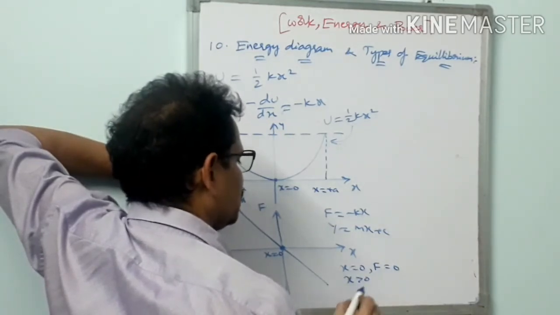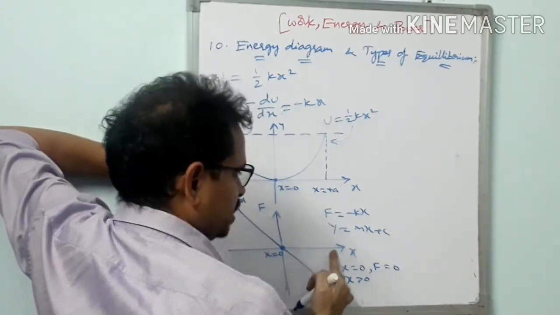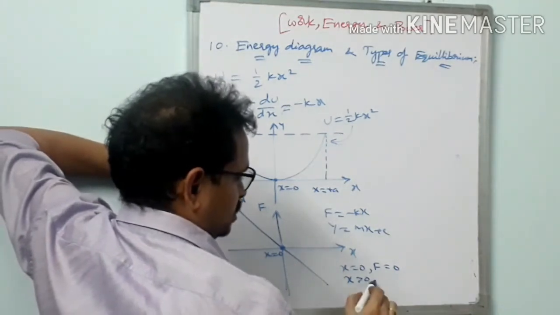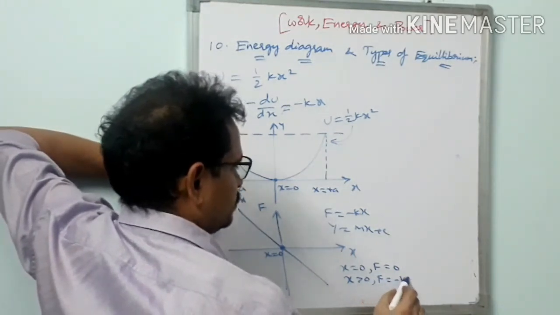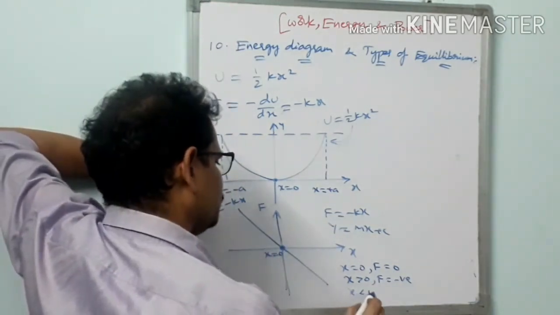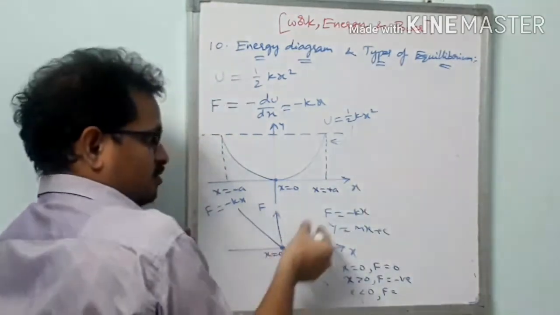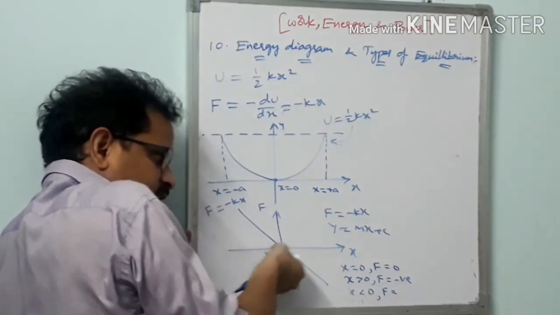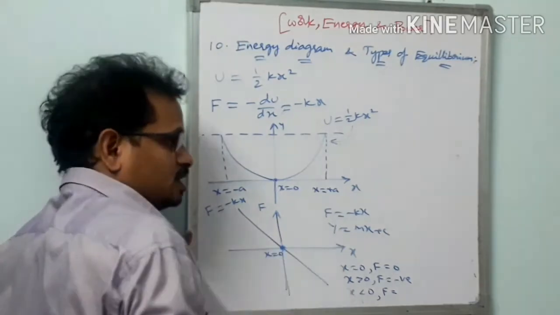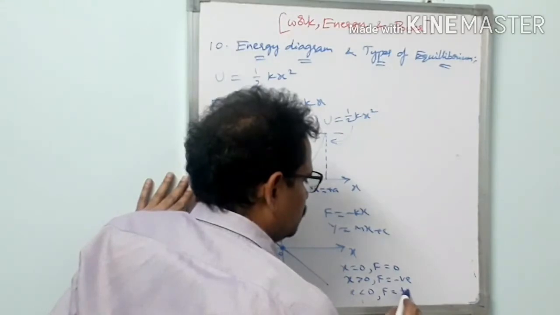As x is greater than 0, as we are moving along the positive x direction, what is the force here? F is negative. See, force values are along the negative y-axis. When x is less than 0, when the block is moving in this direction, the force is acting in this direction, along the positive x direction. No? Therefore here the force is positive, F equal to positive.